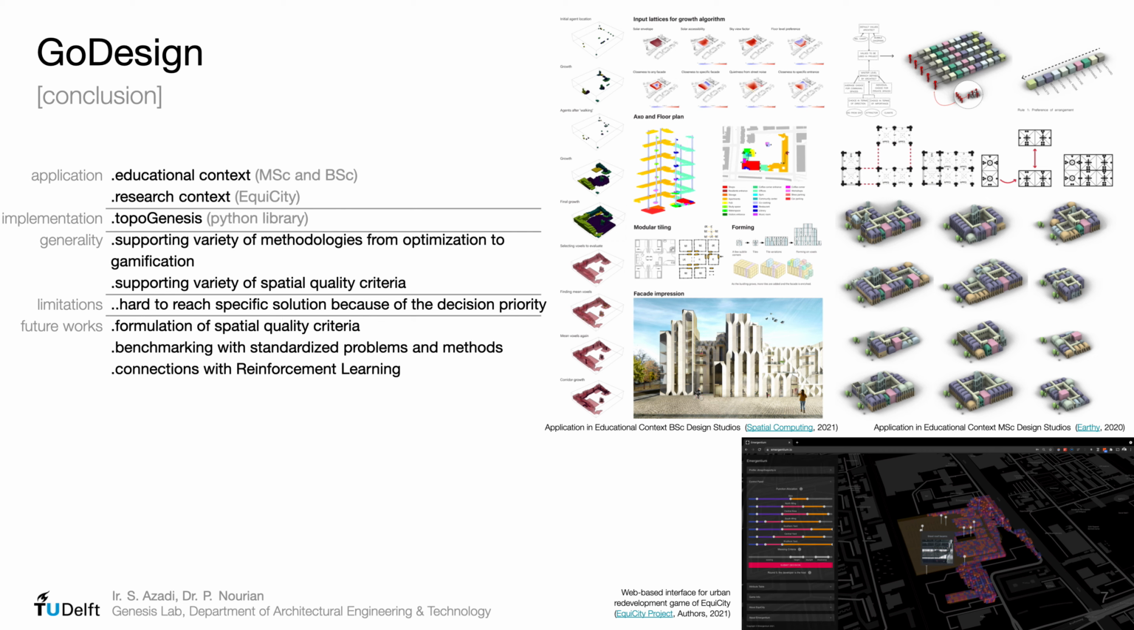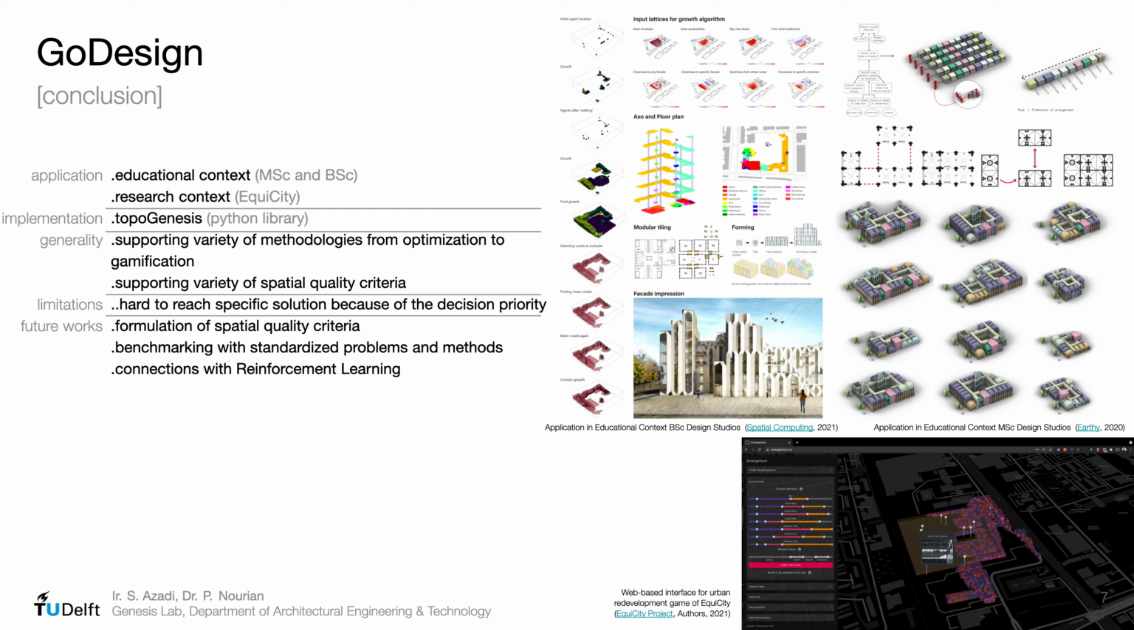Regarding the implementation, currently all the required computational tools for this framework are implemented in the Topogenesis Python library. This has been the basis for the application of the framework in the aforementioned educational and research setups. On the generality, as has been mentioned earlier, this framework supports a spectrum of methodologies from mathematical derivation and optimization until decision support systems and serious gaming. Furthermore, the mathematical formulation can incorporate any quality criteria that can be formulated as a function of space. The main limitation of this framework is that it is not easy to embed particular geometric concepts in the initial phases, and that is explicitly because of the decision to prioritize abstract decisions over geometric ones.